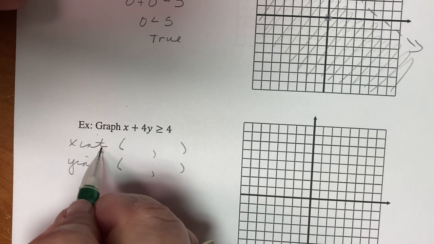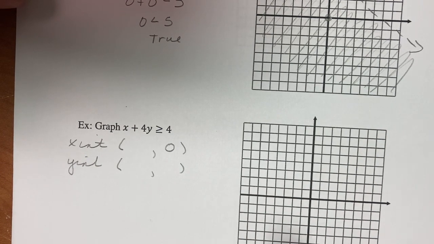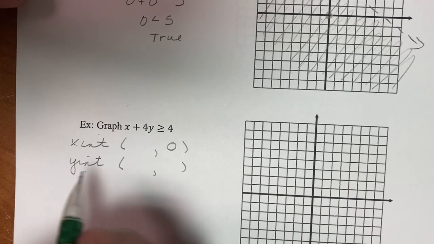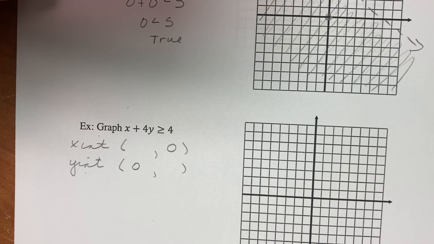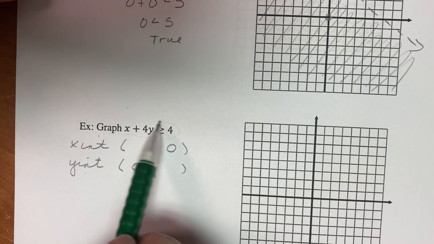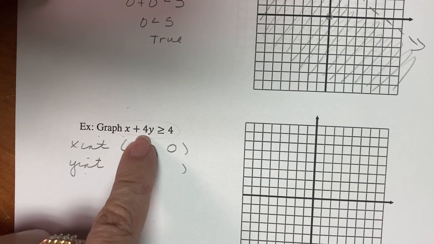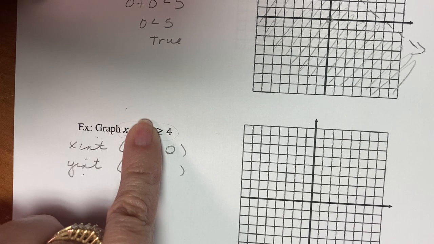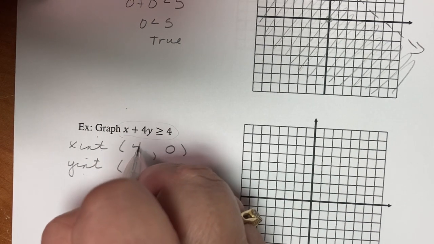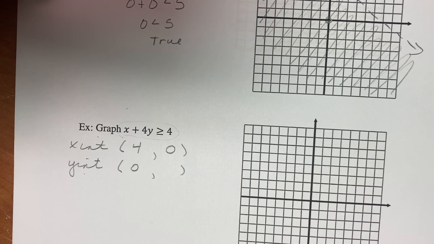So the x-intercept is a point where the y is equal to 0, and the y-intercept is the point where the x is equal to 0. So if I go into my inequality and plug 0 in for y, do you see that 4 times 0 would be 0? It would disappear, and I would get x is equal to 4. That is the x-intercept of the line. It crosses the x-axis at 4, 0.